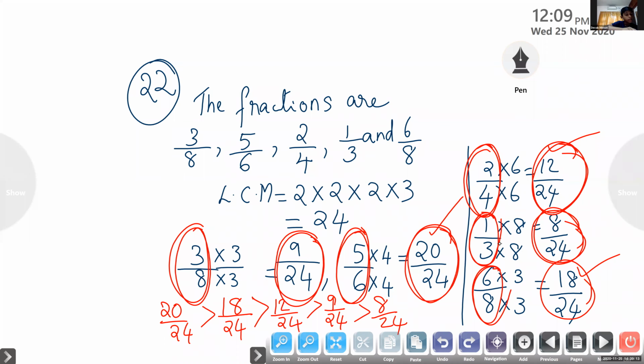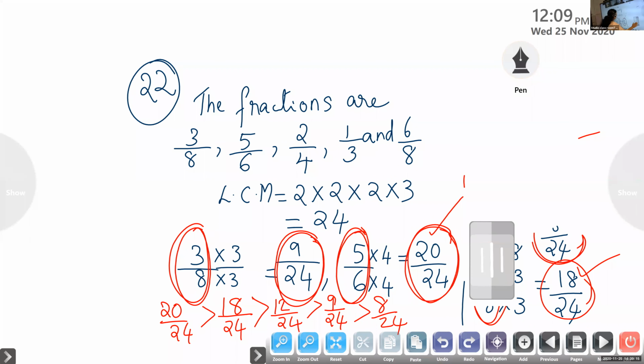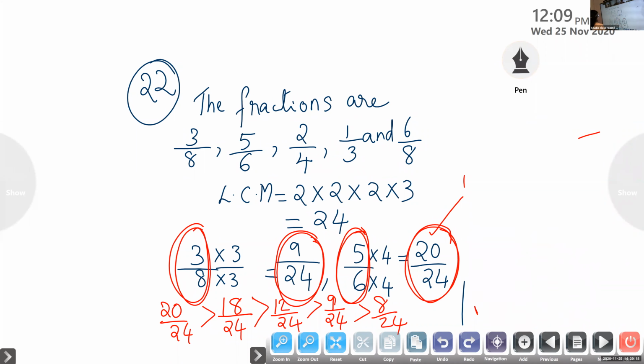Now, I am going to erase this because we have already written. You have to tell me. 20 by 24 is equivalent to? 5 by 6. So, 5 by 6 is greater. Yes, then? 6 by 8. Okay. After? 2 by 4. Then 3 by 8. After that, 1 by 3. So, this is the descending order of the given fractions.